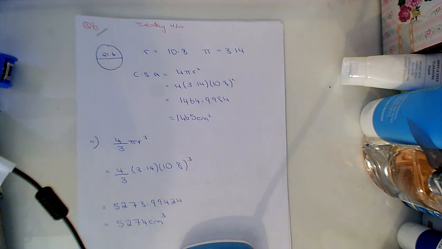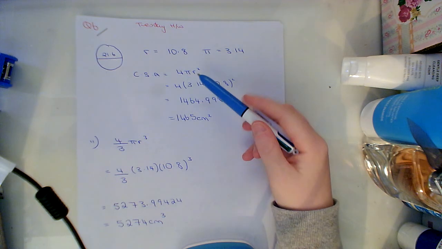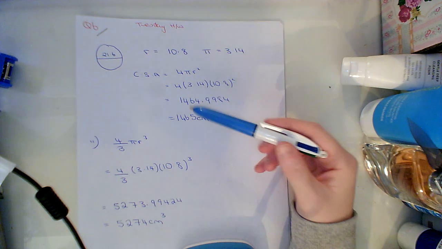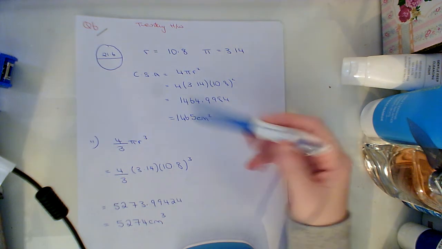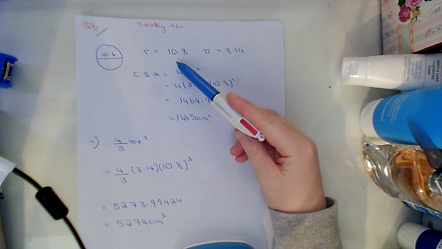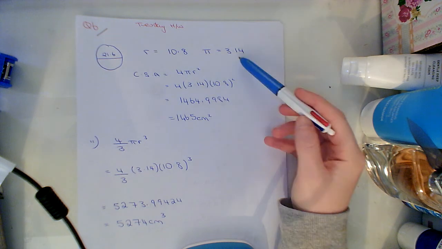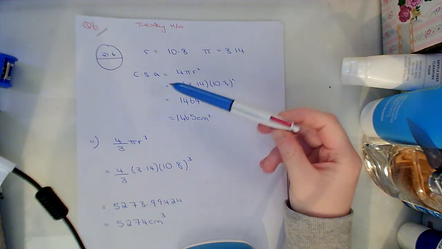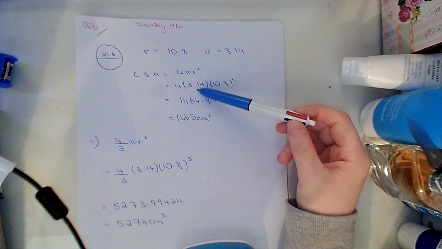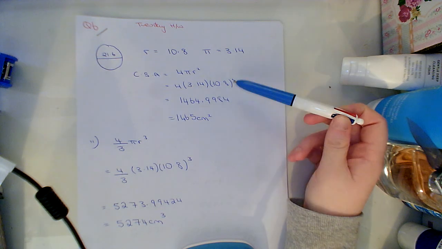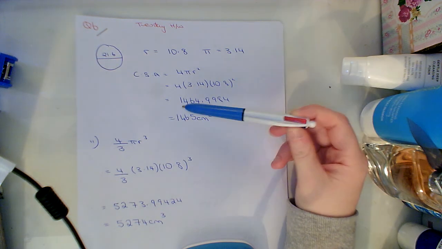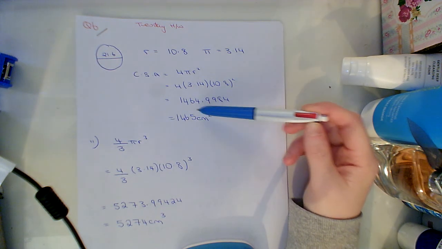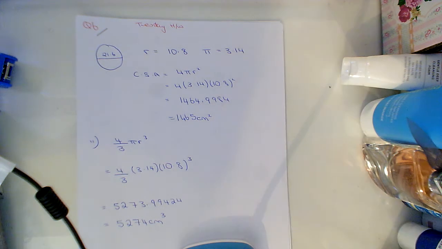pi r squared. So my diameter is 21.6, that means my radius must be 10.8. And then my pi, I'm told, is 3.14. So into my formula I have 4 times 3.14 times 10.8 squared, and I get 1464.9984, and then to the nearest centimetre I get 1465 centimetres squared.